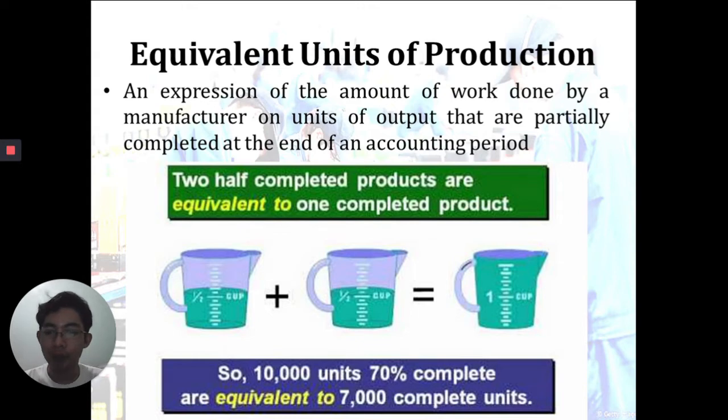So for example, if you have 10,000 units and these are 70% completed at the end of the period, it is equivalent to 7,000 completed units. So in short, we will assume that the units are completed because basically they are not completed at the end of the period. That's why they are still work in process. However, in order for us to be able to compute the cost, we need to assume. That's why we make an equivalent unit for the computation of this cost.